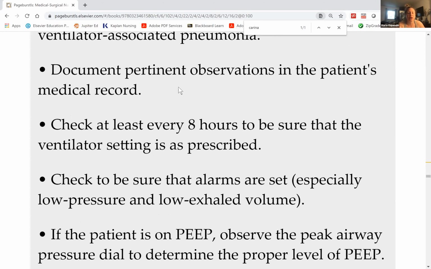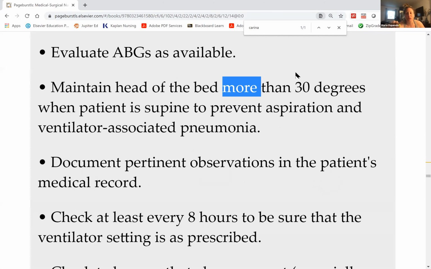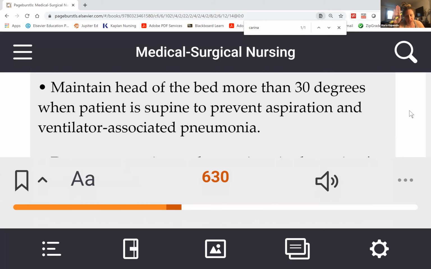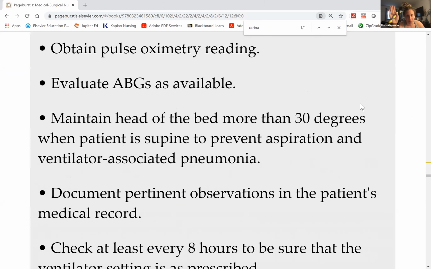Question. Sorry to interrupt. If we see 30 in an exam, will that be considered wrong, or should we take like 31 because it says more than 30? No, 30 is fine.